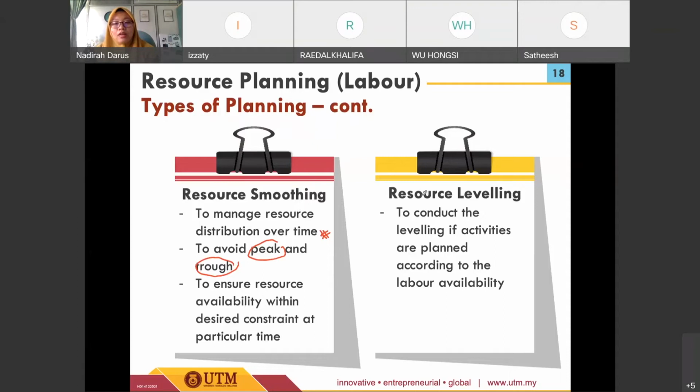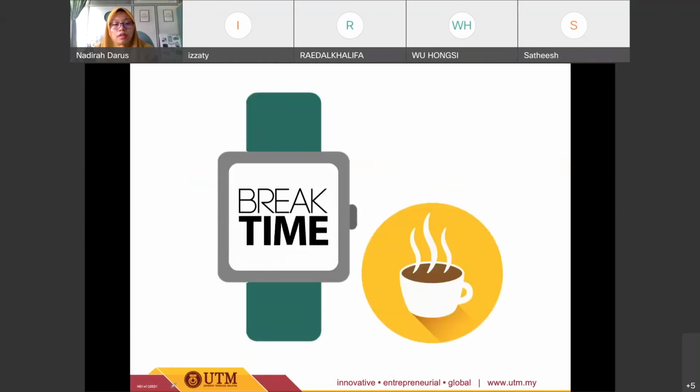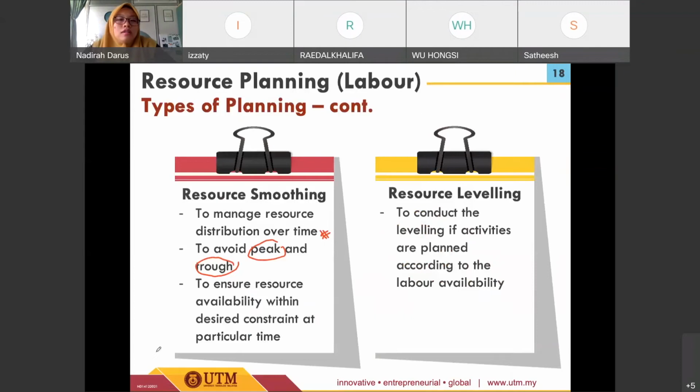For resource leveling, the main purpose is to conduct the leveling if activities are planned according to the labor availability, right? So overall, that's the difference between resource smoothing and resource leveling that we need to remember, so that it is easier for us to differentiate these two items. So that's all for the resource planning overview. We have two types of planning, smoothing and leveling.